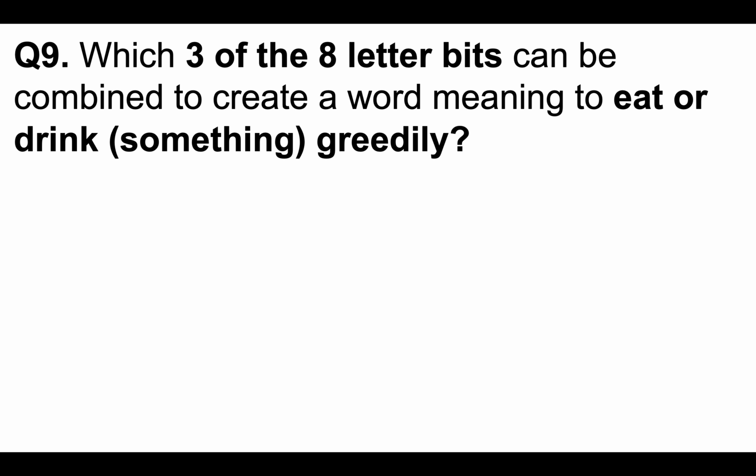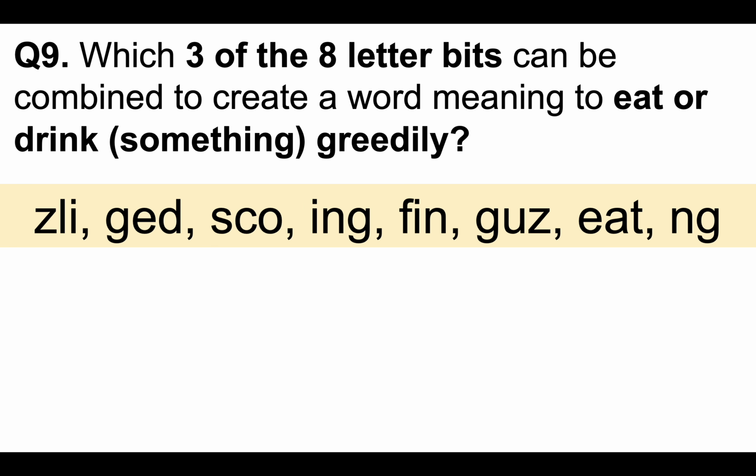So, question number 9. Which 3 of the 8-letter bits can be combined to create a word meaning to eat or drink something greedily? So you can see that we've got lots of different 8-letter bits starting from the left. We've got 1, 2, 3, 4, 5, 6, 7, 8-letter bits. And we have to decide which 3 of those 8-letter bits can be combined to create a word meaning to eat or drink something greedily.